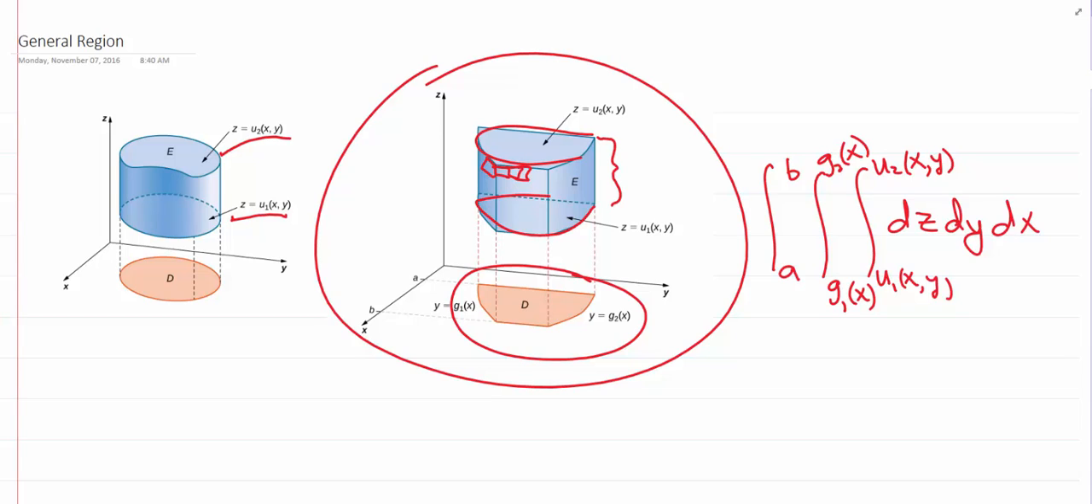Okay, so let's look at an example then. Let's suppose we've got a plane, and this plane is defined to be x plus y plus z equals 6. What we want to do is get the volume bounded above the xy plane and below that surface. So we want the volume of that solid region there. That's what we want.